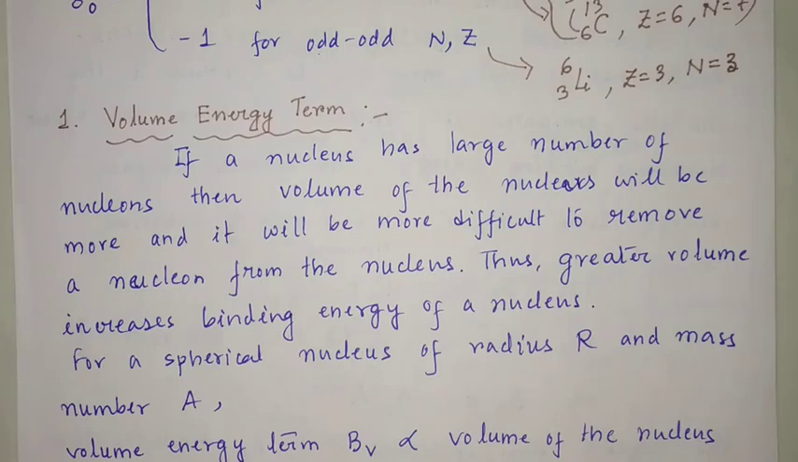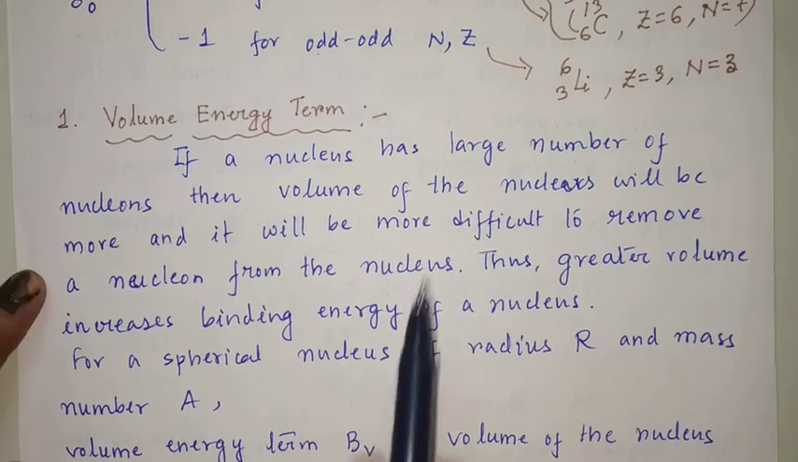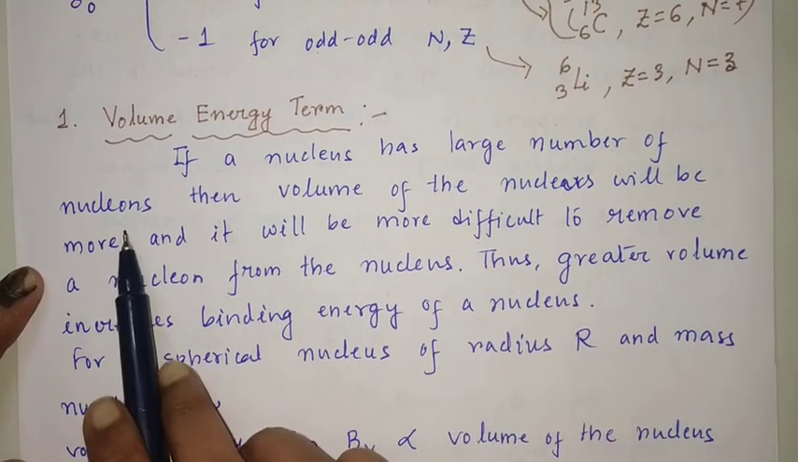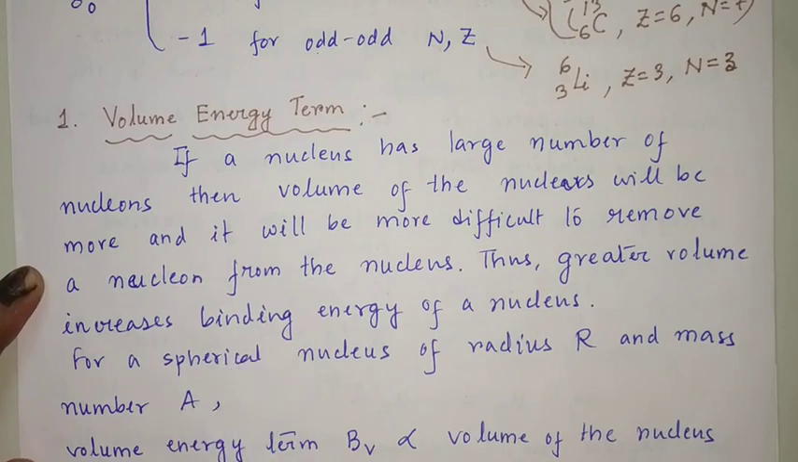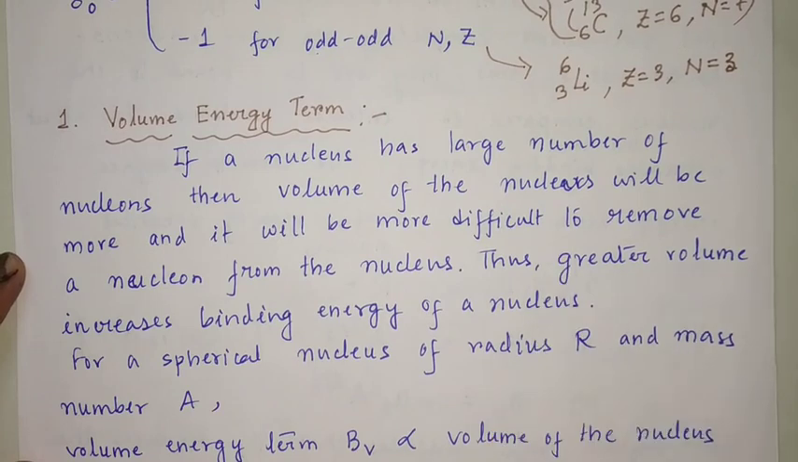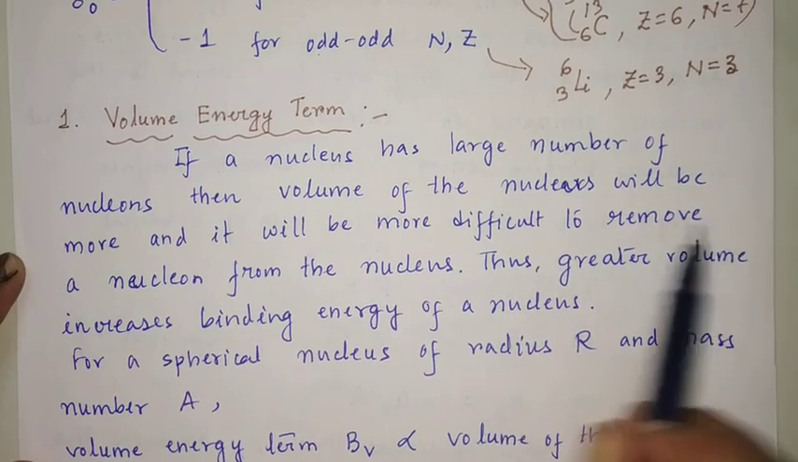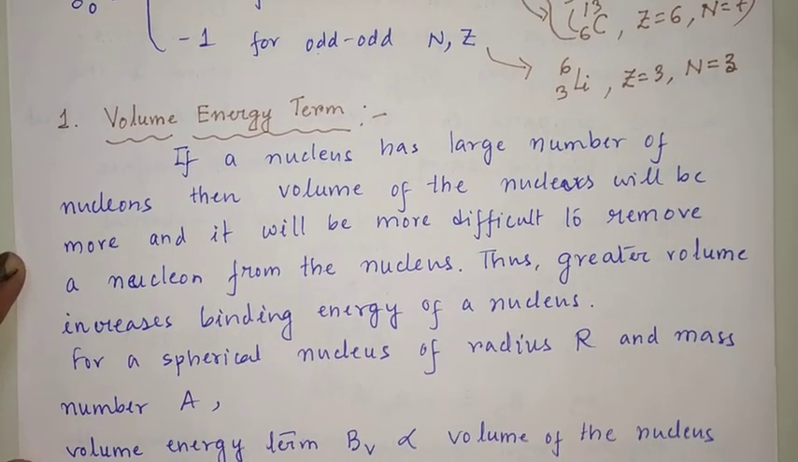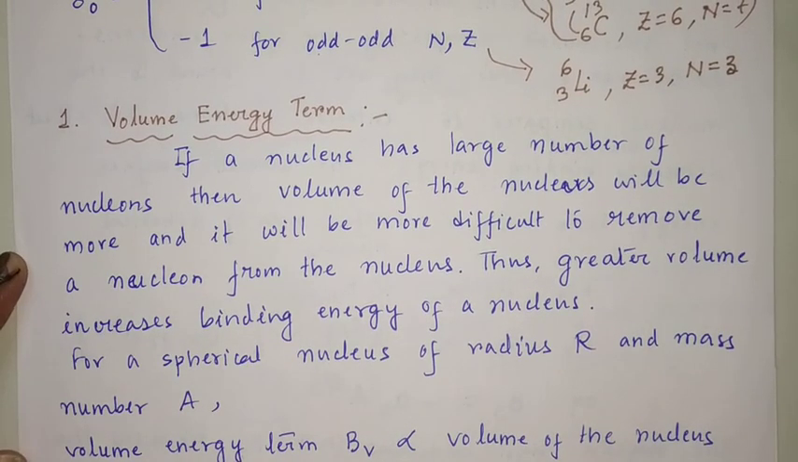So next we'll discuss the volume energy term, which is the first term. If a nucleus has a large number of nucleons, then the size of the nucleus will be bigger, and the volume of the nucleus will be bigger. In this case it will be more difficult to remove a nucleon from the nucleus. If it is more difficult to remove a nucleon, it means that the nucleus is more stable and has a greater binding energy.